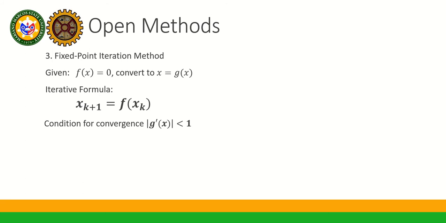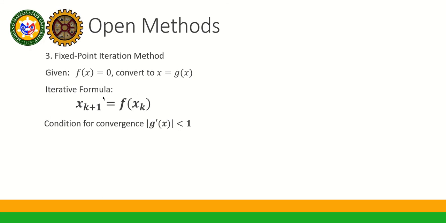Okay, so we proceed to the third method, which is the fixed point iteration method. We are given a function f(x) equal to 0. What we need to do is to convert it to x equal to g of x. So manipulate natin si function natin and come up with an equation of x. Now, while expressing f of x equal to 0 to x equal to g of x, we can have many different forms. Maaaring iba-iba yung pag-manipulate natin sa ating equation.